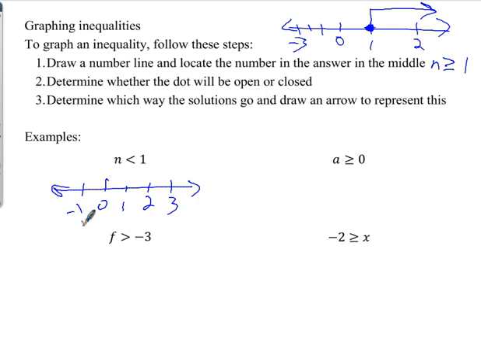N is less than tells me what kind of dot. Because I can't actually be exactly 1. So it's got to be an open dot. And then less than tells me numbers that are less than. So numbers that are less than 1 are like 0, -1, 1/2, -0.1, all those numbers to the left of 1. So there's my answer.